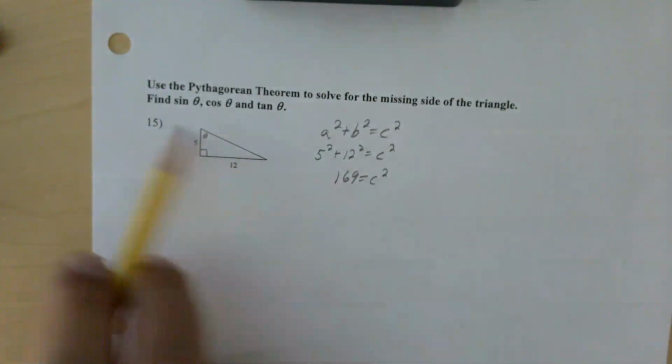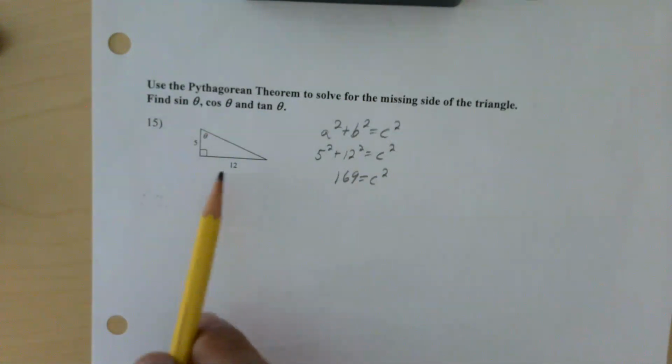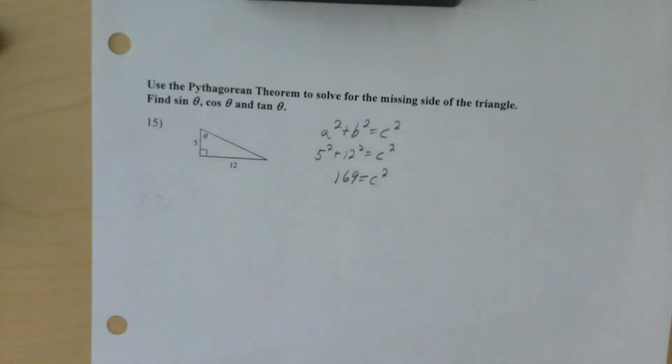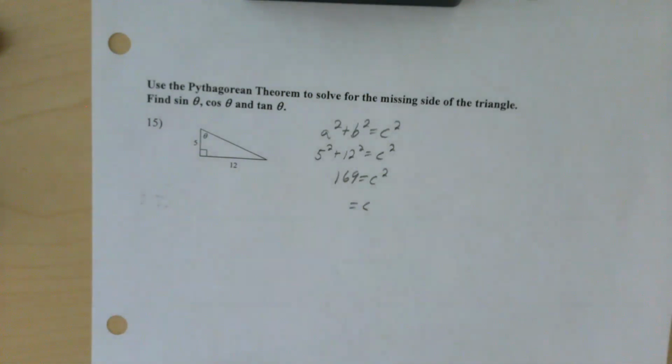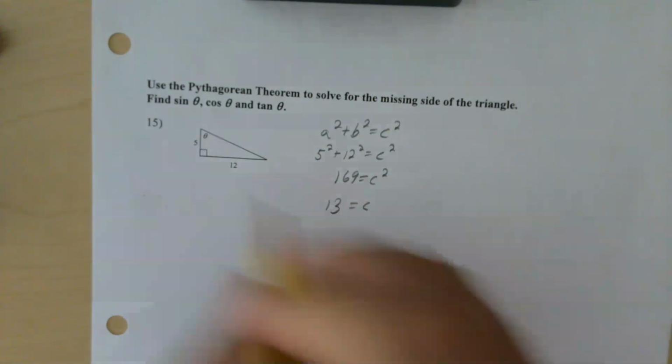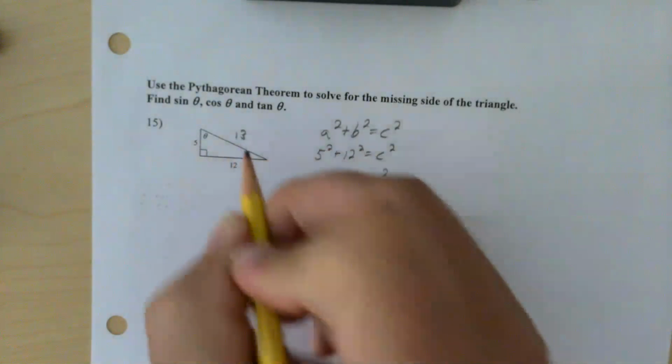So obviously this side can't be 169 inches. If this is just 12 inches, that's 5 inches. The last move is to find c, we take the square root. So the square root of 169 is just going to be a 13. So c is 13.